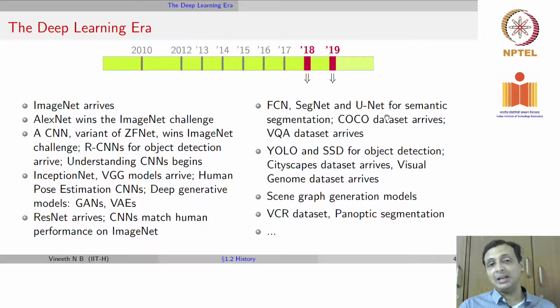And in 2018 and 19, higher levels of abstraction, such as the Visual Commonsense Reasoning dataset, where we try to see if we not only give an answer to a question on an image, but can also give a rationale to that answer. And tasks such as panoptic segmentation have been developed. So as you can see, this journey has focused on going from low-level image understanding to higher and higher abstractions of the world we see around us from images.